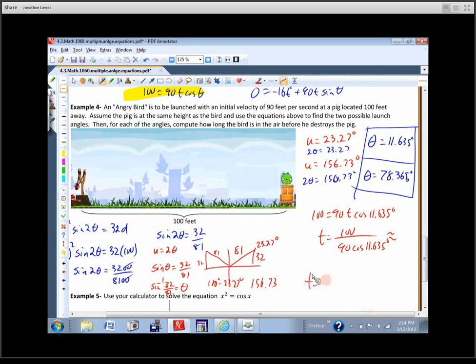And then the second one, the only thing that you'd need to change is change that to cosine of 78.365. Make sure you're in degree mode and make sure the denominator is in parentheses.